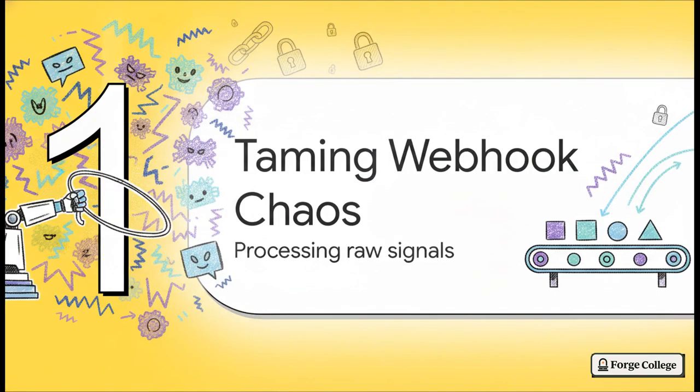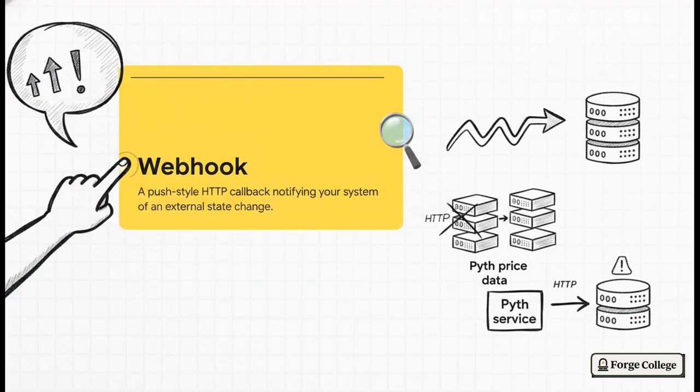Taming the webhook chaos. At its core, a webhook is actually incredibly simple. It is literally just an external system tapping your server on the shoulder to say, hey, something just changed. It's what we call a push-style HTTP callback. Instead of your system having to constantly poll and ask a service if, say, a Pyth price updated, the service just efficiently pushes an alert directly to you the exact second it happens.